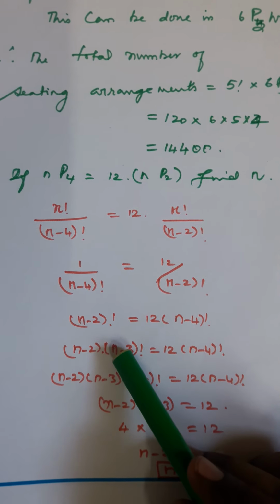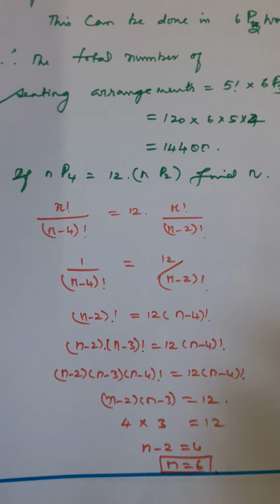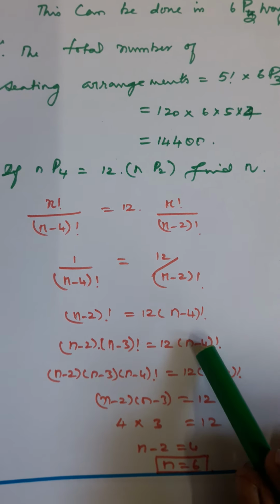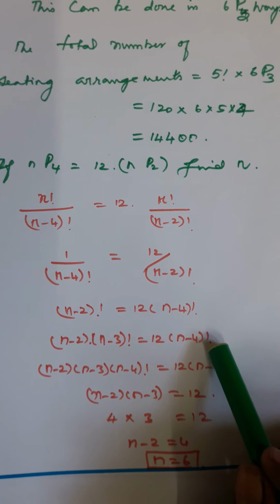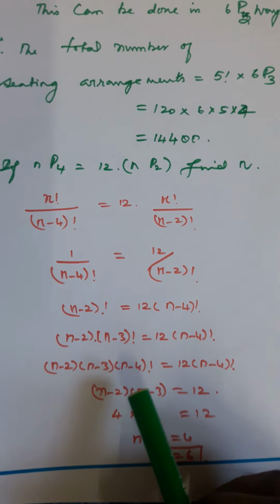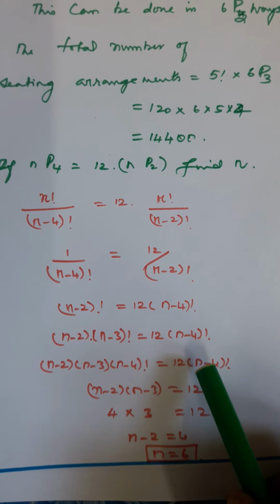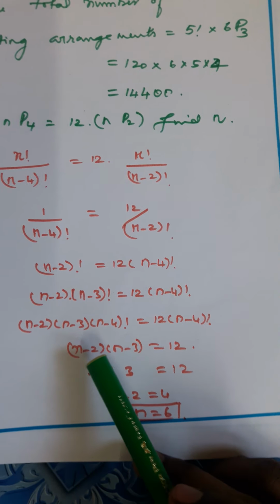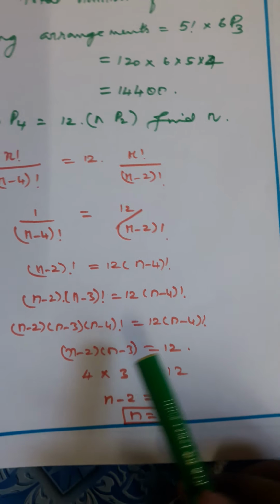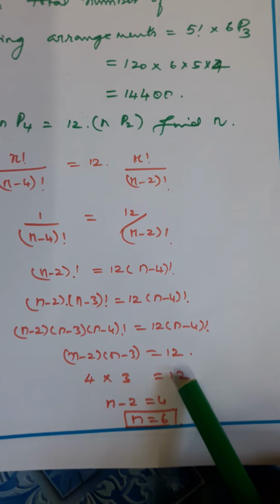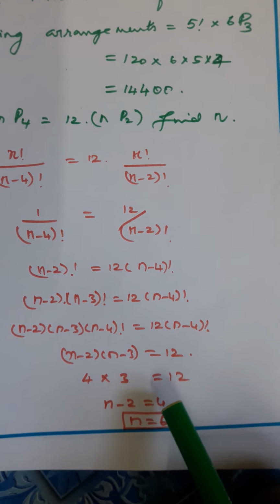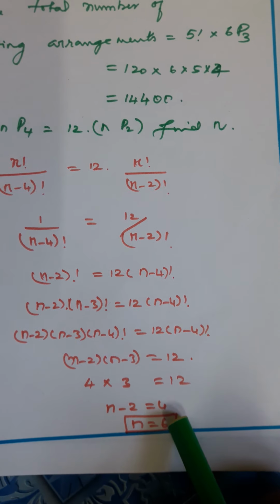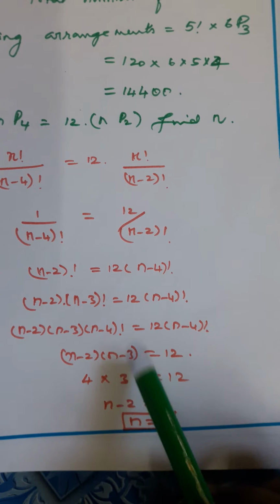So why are you subtracting? The factorial is nothing but 5 into 4 into 3 into 2 into 1, it is reducing. So like that, it is n minus 3 factorial equal to 12 times n minus 4 factorial. So again, n minus 3 factorial can be written as n minus 4 factorial. So n minus 4 factorial and n minus 4 factorial are cancelled. Your answer is n minus 2 into n minus 3 equal to 12. That is 4 into 3 equal to 12. So it can be n minus 2 equal to 4, your n will be 6, or n minus 3 equal to 3, again you will get n equal to 6.